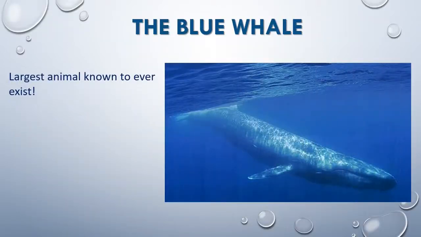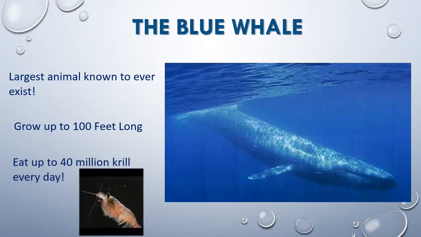The blue whale is the largest animal known to ever exist. They can grow up to 100 feet long. And they don't eat smaller animals like seals. They only eat krill, and they can eat up to 40 million krill every day. That's a lot of krill. So as you can see, in general, the bigger animals do eat the smaller animals. But there are some exceptions, as I've just explained. So some of these animals have decided to bend the rules just a little bit.